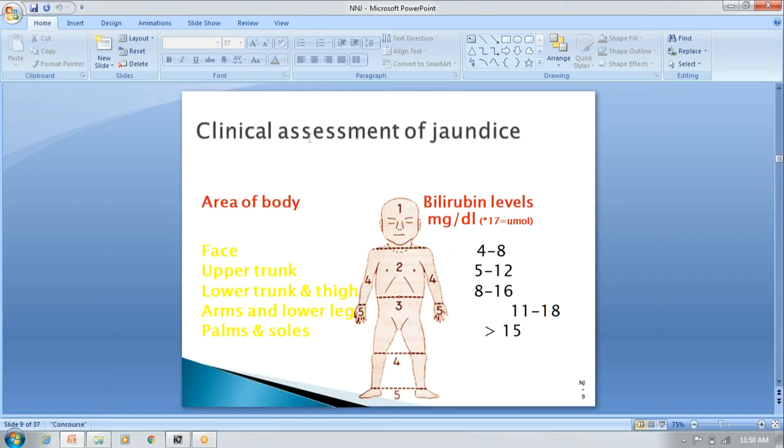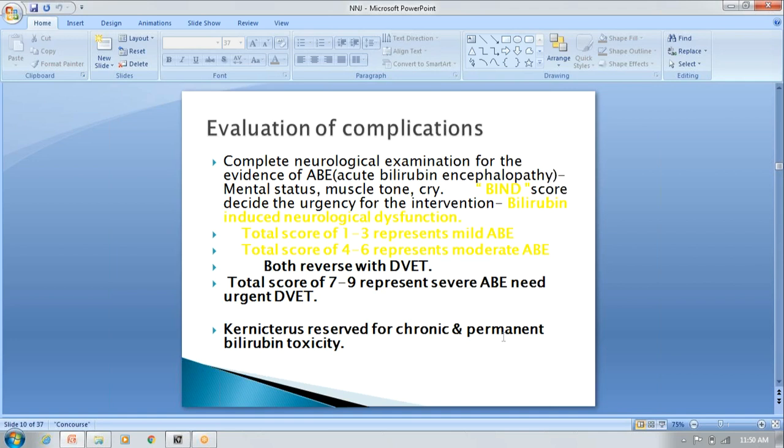Then how to detect the jaundice in a newborn? What you call the Kramer dermal zones. When you see the face, it is roughly a bilirubin of 4 to 8 milligrams. When the chest is yellowish, that is around 5 to 12 milligrams, and the other extremities 8 to 16 milligrams. And when the palms and soles are involved, it should be more than 15 milligrams. This is the Kramer dermal zones.